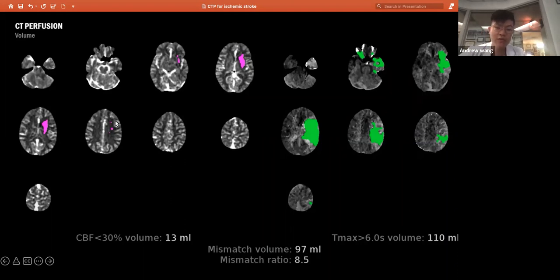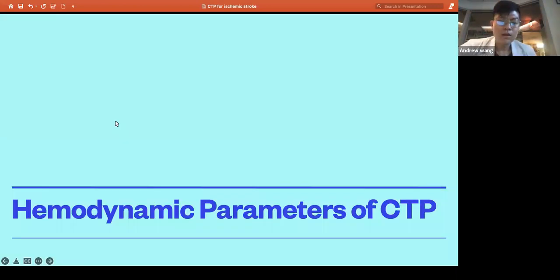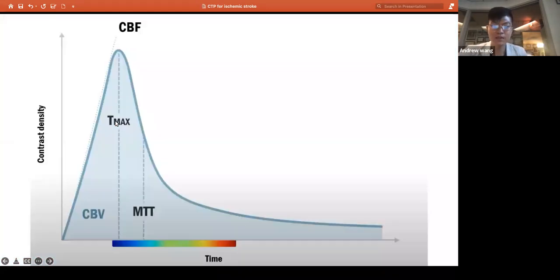What we are looking for in CT perfusion study is a patient with a small ischemic core and a large ischemic penumbra, which means a large area that is potentially reversible. Now we are going to introduce some fundamental parameters for CT perfusion study. On this graph, first we can see the mean transit time, which is the time for contrast to pass from intracranial artery to intracranial vein through the capillary bed.